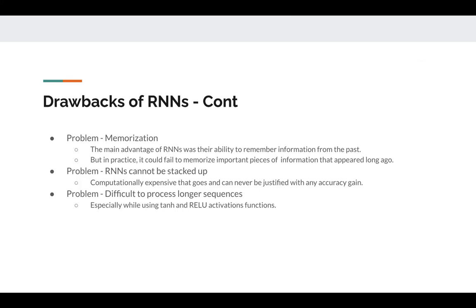But in practice, the main disadvantage of RNNs is the ability to remember what we have discussed in the past. In practice, they don't remember much. Why this happens is the same problem again. Let's say HT has HT minus 1. So HT gives more importance to the weights at HT minus 1. But in practice, it fails to memorize important pieces of information that appeared a long time ago. It doesn't have a place where it says this piece of information is important or this piece of information is not important.